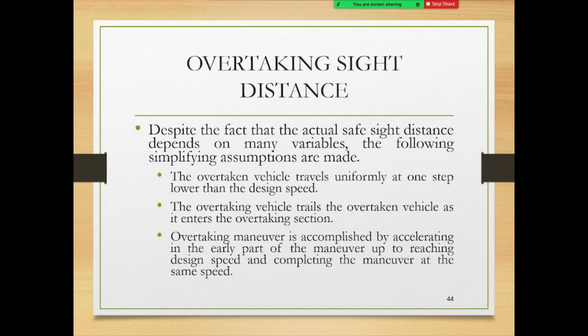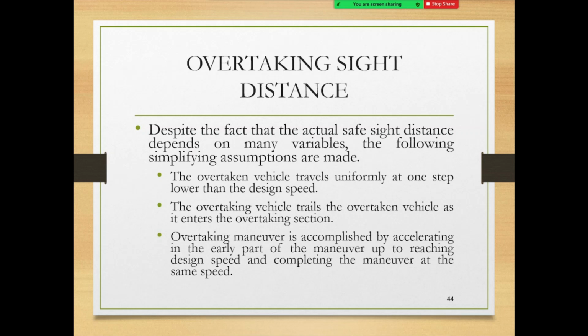The overtaken vehicle travels uniformly at one step lower than the design speed. What do you mean by that? Just think that your road design speed is 70 kmph. The overtaken vehicle is the fellow in front of me. Just think that I am the overtaking vehicle, trying to overtake, so I am at the back. Road design speed is 70, so I can go up to a maximum of 70. Don't think that I am going to travel at 100 or 140 or something like that. We don't consider such scenarios.